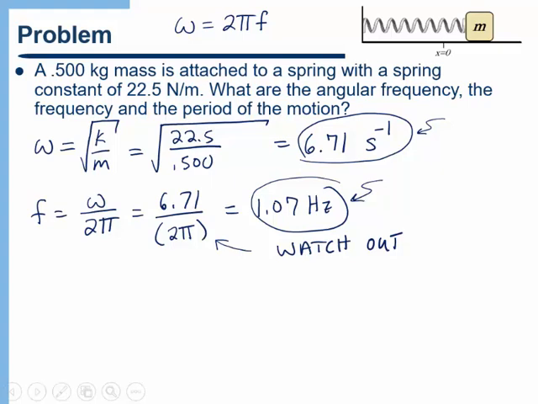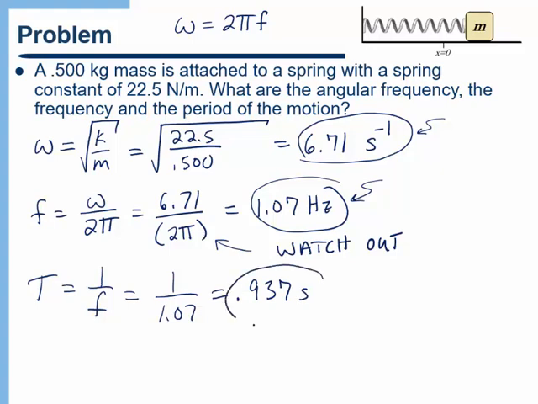Last, we were asked to find the period. Period, we know, is 1 over the frequency. So it's 1 over 1.07, and that would be 0.937 seconds. And of course, you could have calculated it directly from the information given, knowing that period is 2 pi times the square root of m over k. Most importantly, remember, period does not depend on the amplitude. So we didn't need to know what the amplitude was to be able to figure out what the period is.